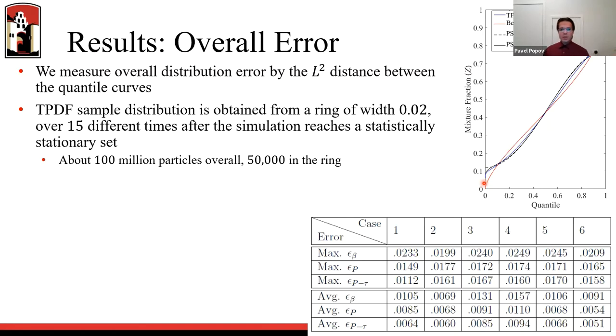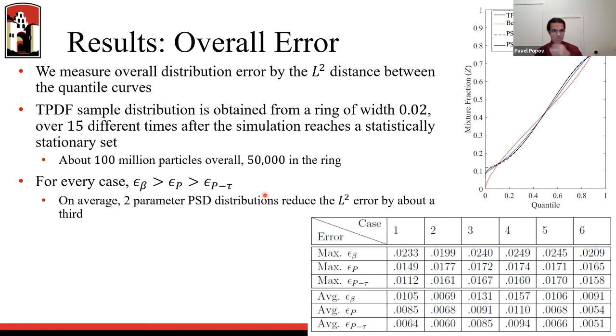Okay, so here is the end result. Here I'm showing the maximal errors in the beta function and the average errors in the beta function, maximal errors in the PSD functions and the time augmented PSD functions. And basically what we can see is that for every single case, the PSD distribution error is lower than the beta distribution error. And the time augmented PSD distribution error is even lower than that.